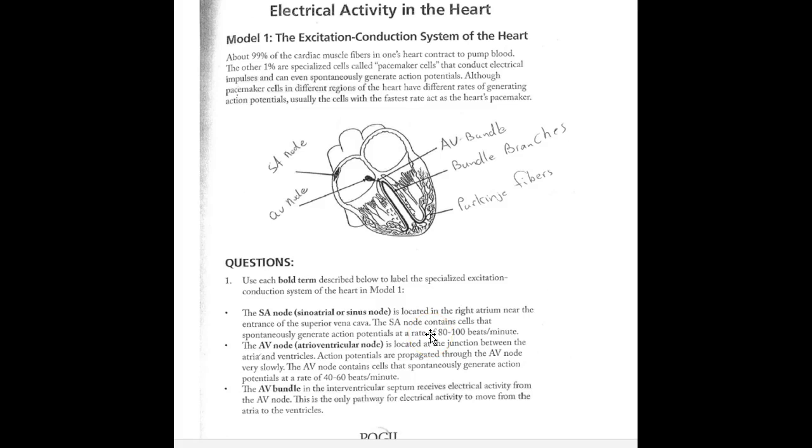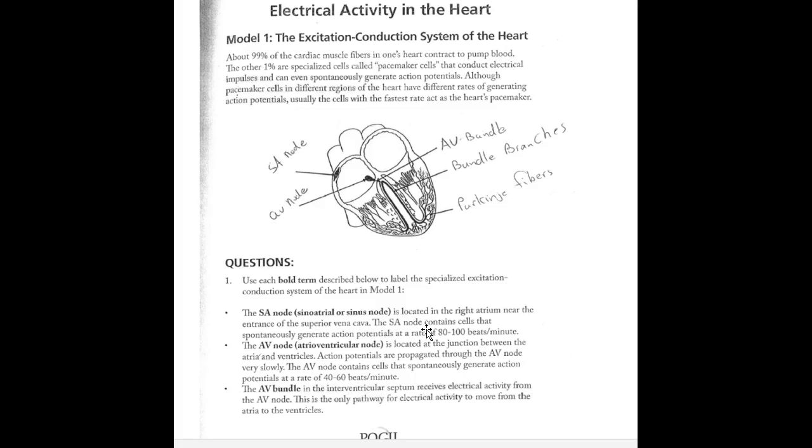The first thing is this bit right here where it says the SA node spontaneously generates action potentials at a rate of 80 to 100 beats per minute. You may ask yourself, is that what your resting heart rate is? And the answer to that question is no, that is much higher than your resting heart rate. So my question to you is, why is your resting heart rate significantly lower than the intrinsic depolarization rate of the sinoatrial node?